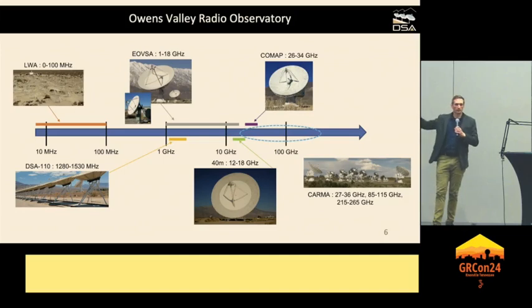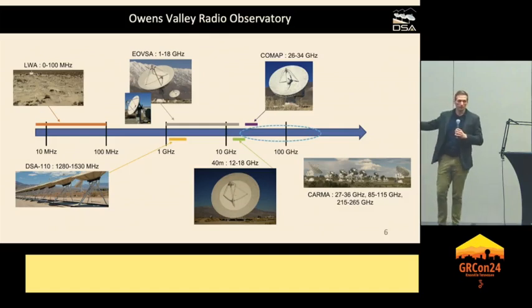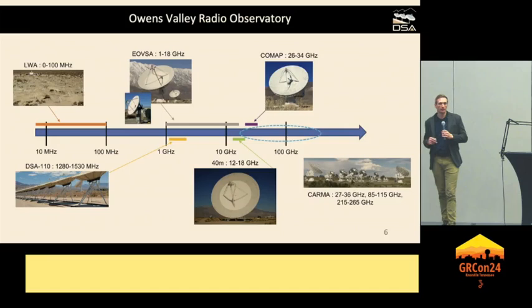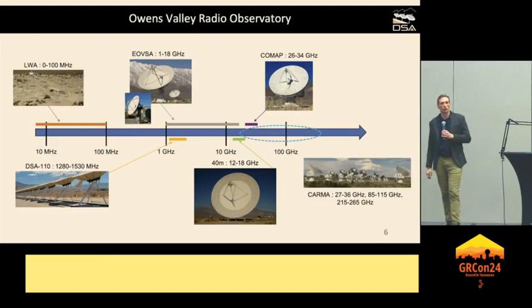Then on top of that, around L-band, so above 1 gigahertz, we have the Deep Synoptic Array 110, which we're going to talk about longer later. We have a solar array, the Expanded Owens Valley Solar Array, EOVSA, 1 to 18 gigahertz, 500 megahertz of instantaneous bandwidth. We have a large 40-meter dish, and we have a CO mapping array. And we used to have the Karma array, which doesn't exist anymore. It's been decommissioned and removed, but our observatory used to go up to 265 gigahertz in frequencies.